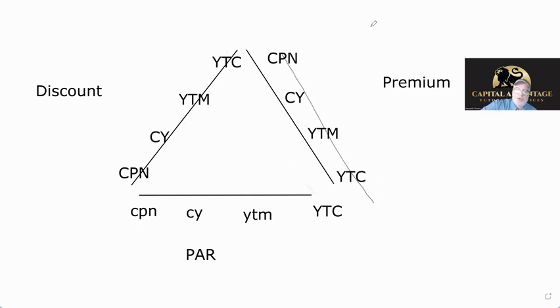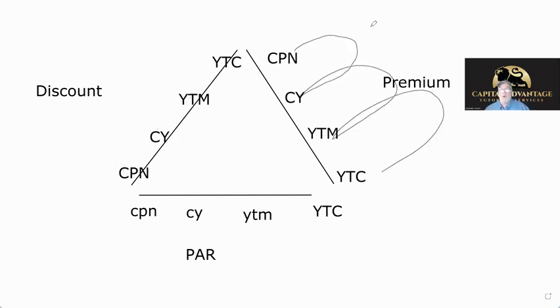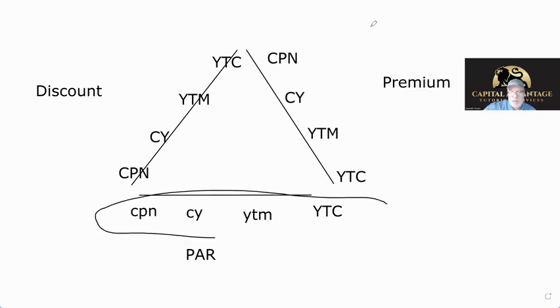It's the same thing: coupon, current, yield to maturity, yield to call. And for par, it's the same order. I might have seen a question like this where they had a bunch of little statements, and it was literally that all the yields, coupon, current, and yield to maturity, were the same because the bond is trading at par.